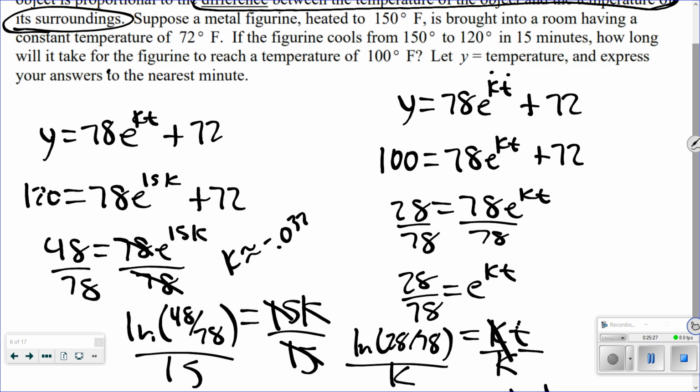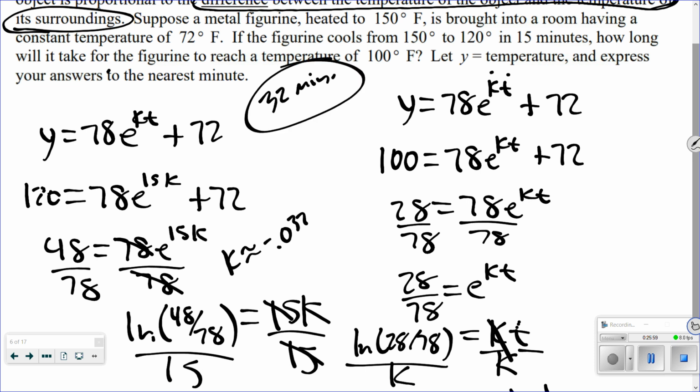So let's try that. ln of 28 divided by 78, and we're going to divide that by k, so alpha k, which we have stored in our calculator. Hit enter, and it comes out to be 31.65... The question says round your answer to the nearest minute on this one. So if it's 31.6, I'm going to round it to 32. So 32 minutes would be our answer.